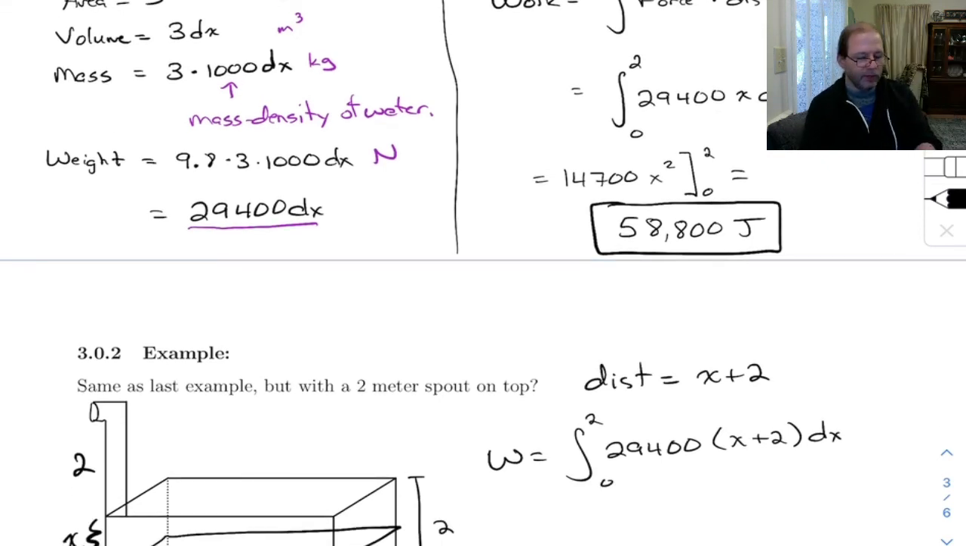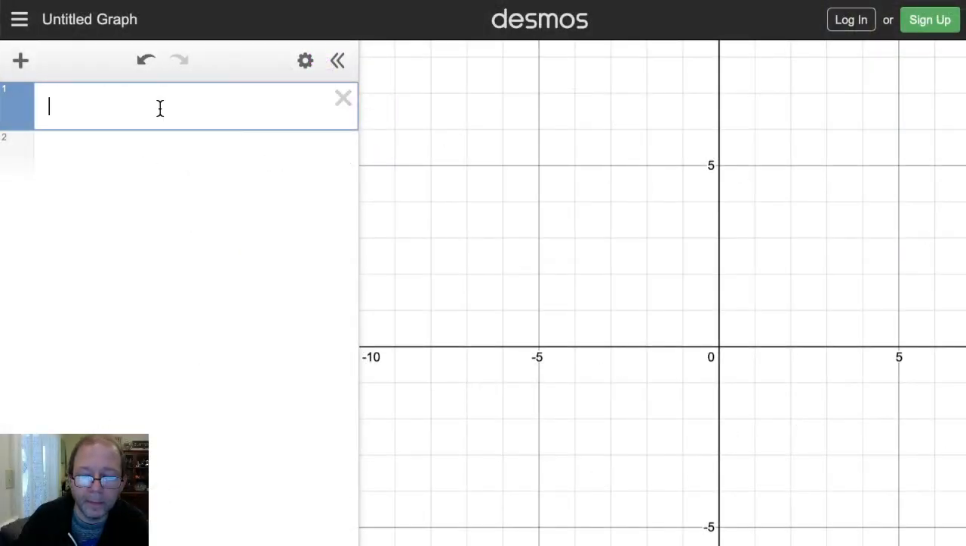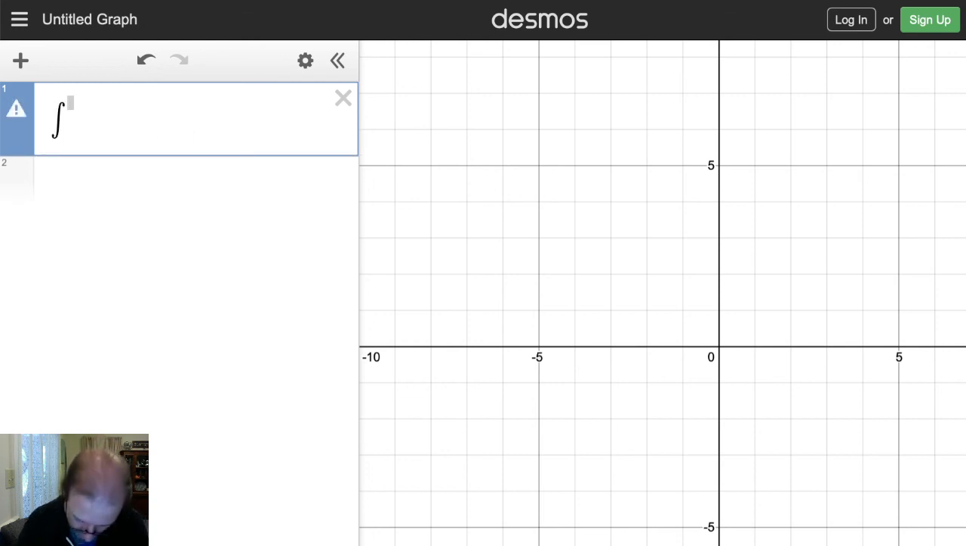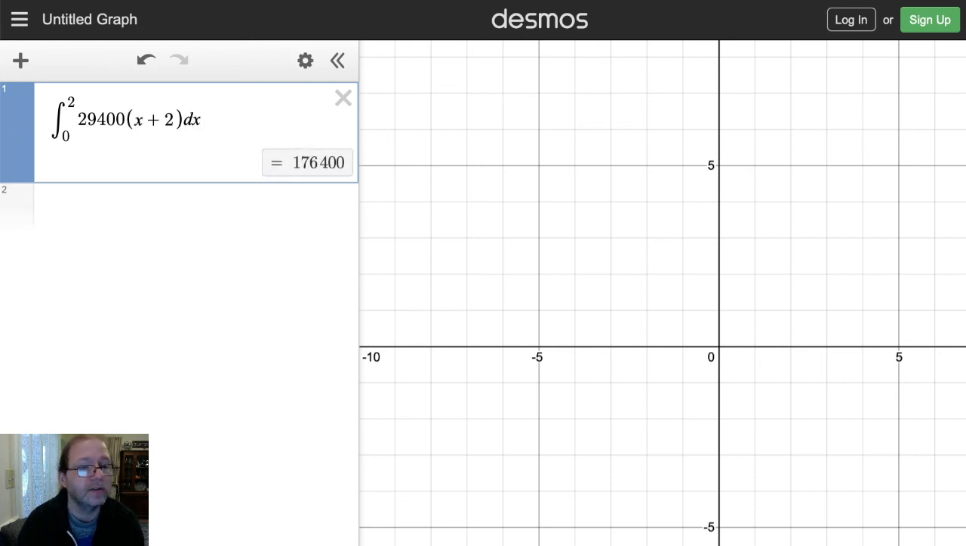And tell you what, let's get Desmos to do this one for us. Okay, if I put this in, int from 0 to 2 of 29,400 x plus 2 dx, it gives me that for an answer, 176,400 joules.